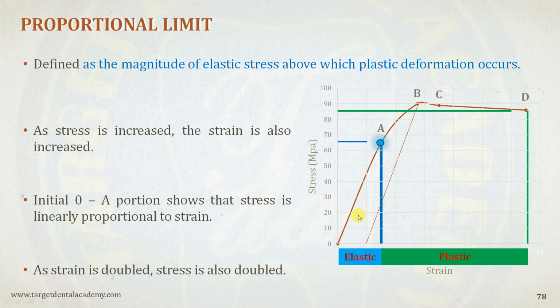The elastic, when you apply a force, it gets to a normal shape. But when you apply the plastic deformation, can you see this? The plastic deformation takes place, and once you remove the force, it will get permanently deformed. It will never come back to its original shape and form. So initially, from zero, the stress is linearly proportional to the strain. When the strain is doubled, the stress is also doubled.